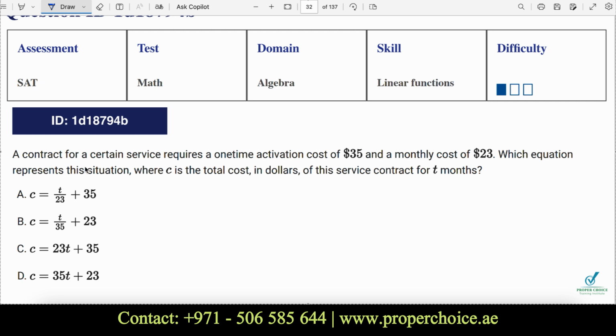It says a contract for a certain service requires a one-time activation cost of $35 and a monthly cost of $23. Which equation represents this situation, where C is the total cost in dollars of this service contract for T months? So the total cost is equal to the initial cost, which is going to be $35, plus, if a contract is for T number of months, the monthly cost is going to be 23. So we should be writing it as 23 times T. So that will be the equation for the total cost. It can also be said as 23T plus 35, which makes sense with option C.